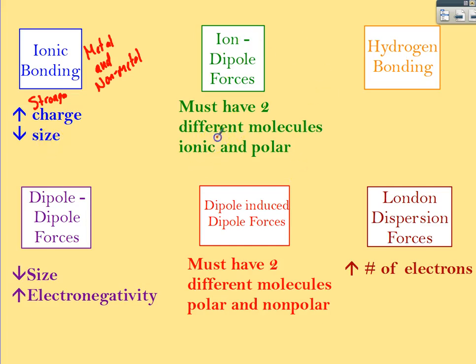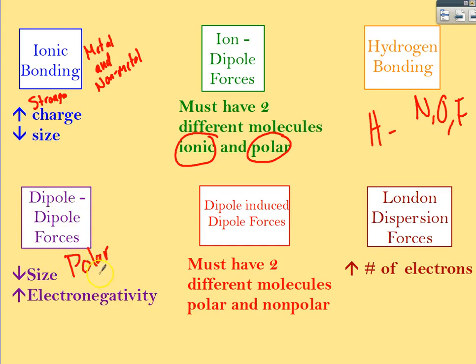If it's ion dipole, I need two things. I need ionic and I need polar. If it's hydrogen bonding, H needs to be bonded with N, O, or F, one of the three elements. If it's dipole-dipole forces, then it just needs to be polar, because remember, dipole means polar. If it's dipole-induced dipole, I need two things. I need something that's polar and nonpolar. And last one, if it's London dispersion, then it's just going to be nonpolar for this one.